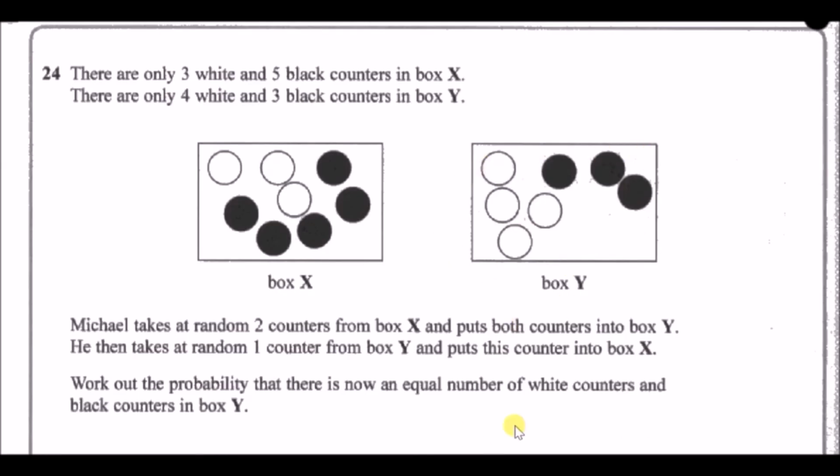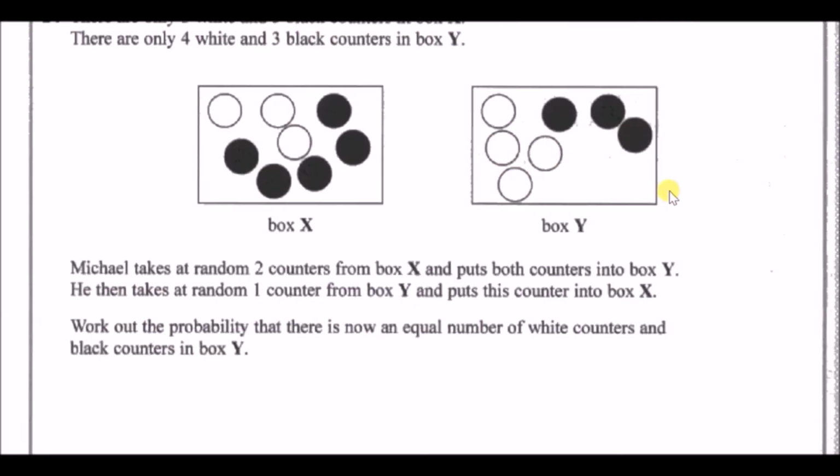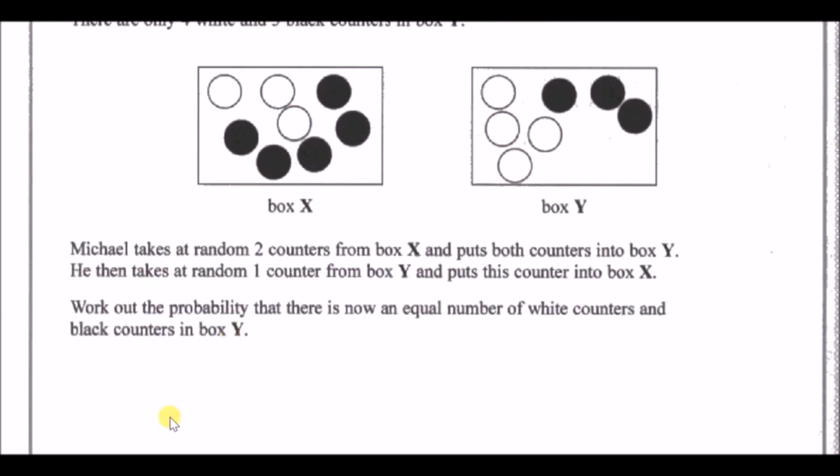So let's have a look. So let's see possible ways of getting exactly the same number of whites and blacks in Y. So if you have to take 2 counters from here, let's say we took 2 blacks, yeah, and put them into here. You're now going to get 5 blacks and 4 whites. And then you can take 1 black back. So then you have 4 and 4. So we can say Michael could firstly take 2 blacks first in box X, meaning you're going to have 5, and then Michael can then take 1 black and put it back in X.